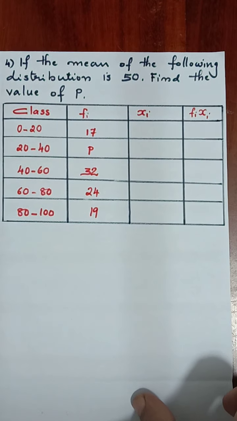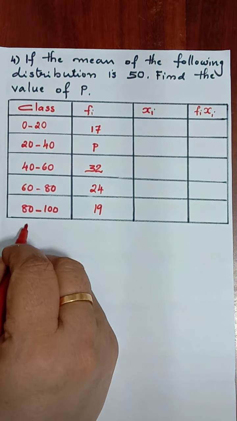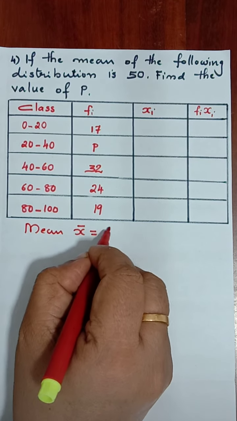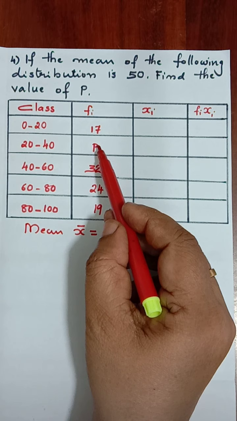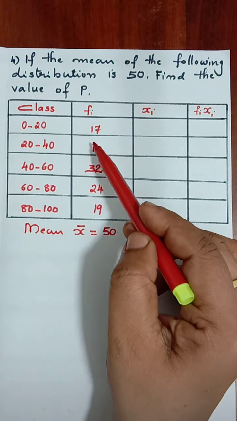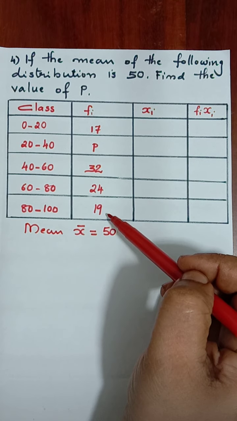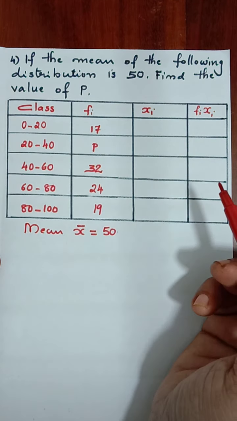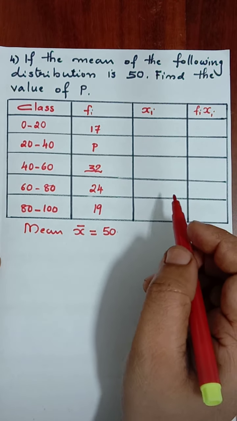This is the fourth question, the last question. If the mean of the following distribution is 50, that is, mean x bar is equal to 50, find the value of P. That means P is the missing frequency here. Only one frequency is missing. All other values are available. So with one equation you will be able to do it; our mean formula itself we are going to use to find this.